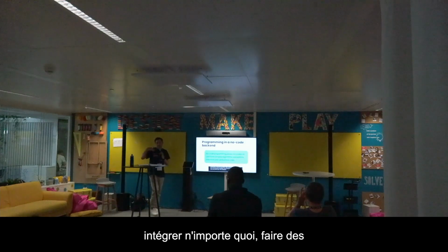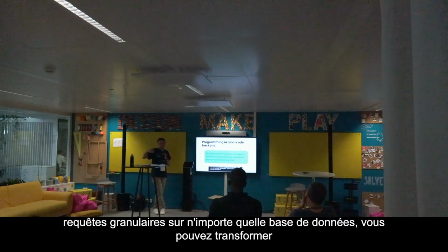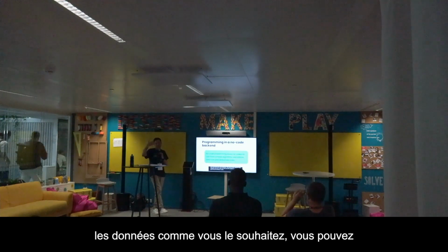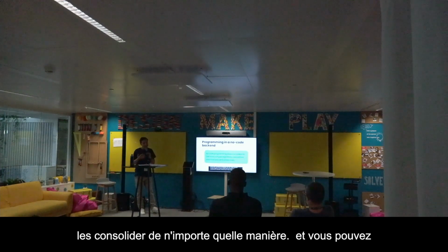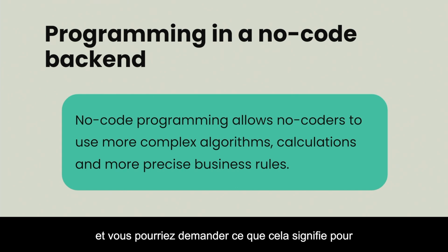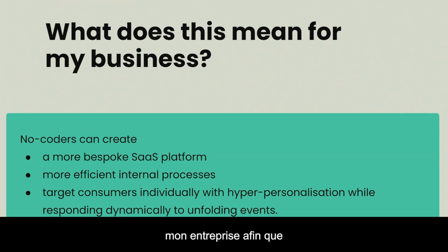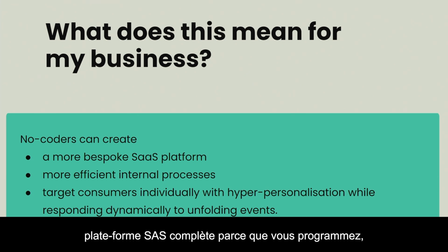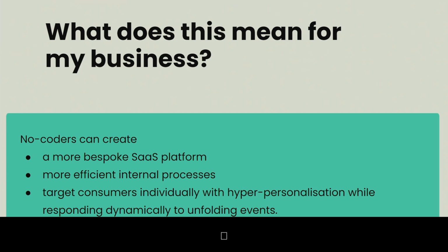So you can connect and integrate with anything, make granular queries to any database, transform the data how you want, consolidate it in any way, and format it and output it in any way. And you might ask, what does this mean for my business? So you can basically create your own full SaaS platform because you're programming, you're building your own platform, you're not just choosing these little bits of functionality that others give you. That targets, again, your customers and consumers individually and gives you more efficient back-end processes.